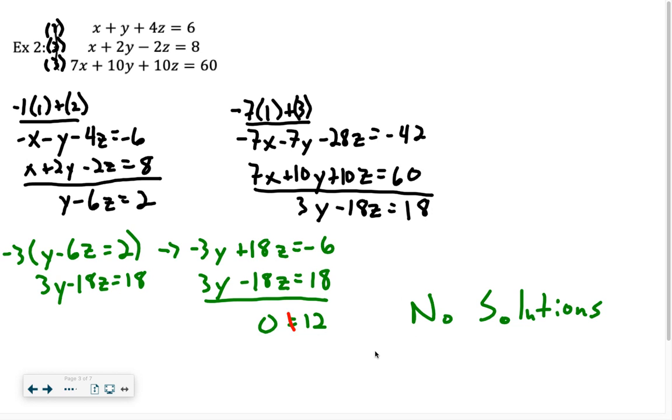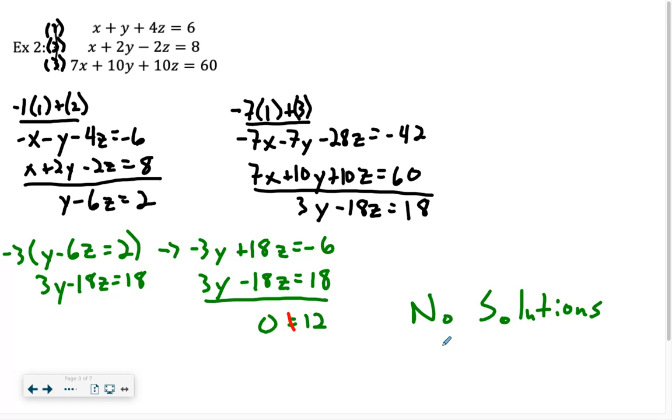Now, you could have done this first part a little differently, right? You could have eliminated the y's instead. So this step might look a little bit different, but that's okay. There's more than one correct way to do this problem, okay? But at the end, we should get an untrue statement and get no solutions, okay?